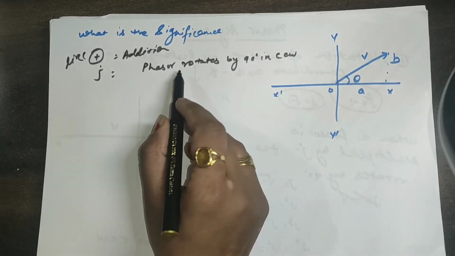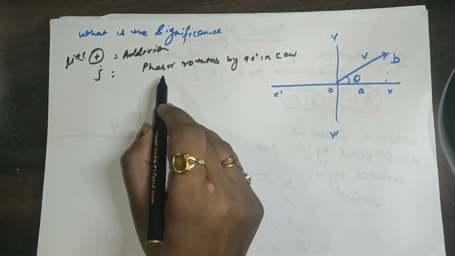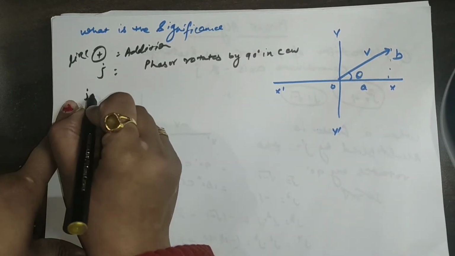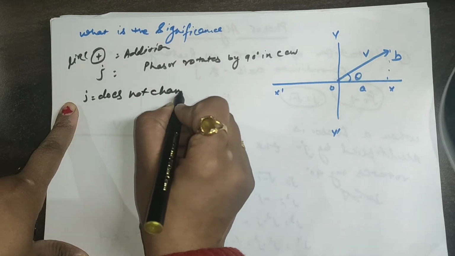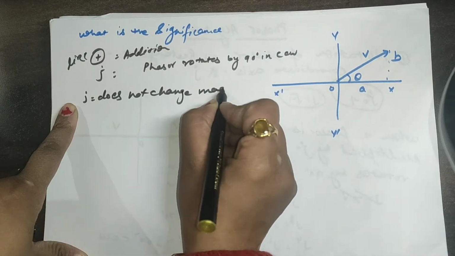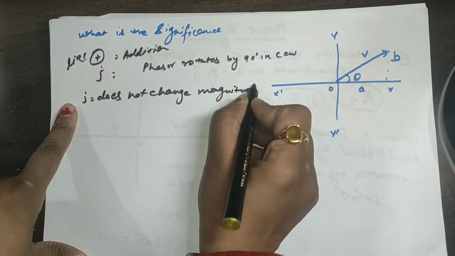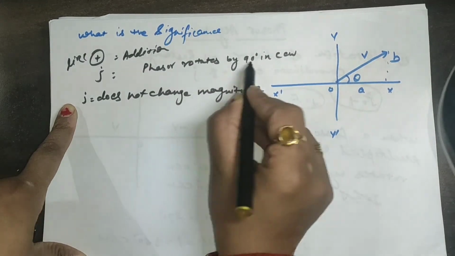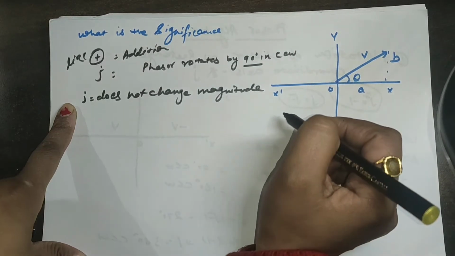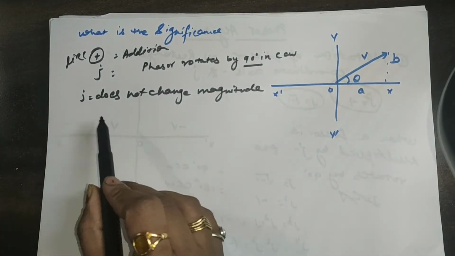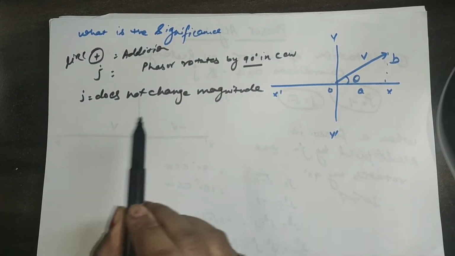The operator J does not change the magnitude of the phasor. It does not change the magnitude, it just changes the direction of the phasor. Please keep this in mind, J does not change the magnitude of the phasor.